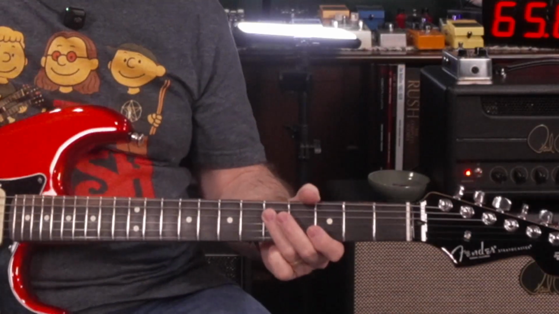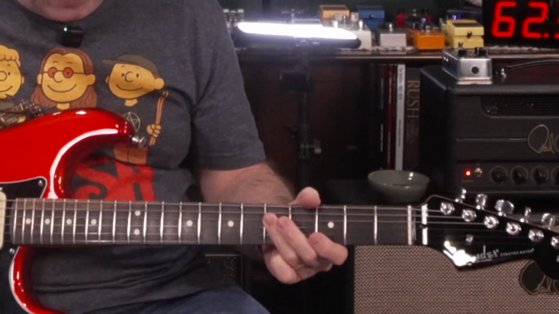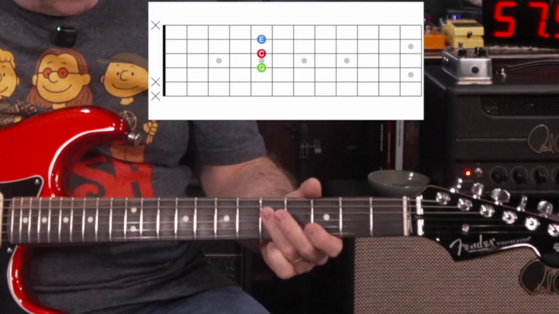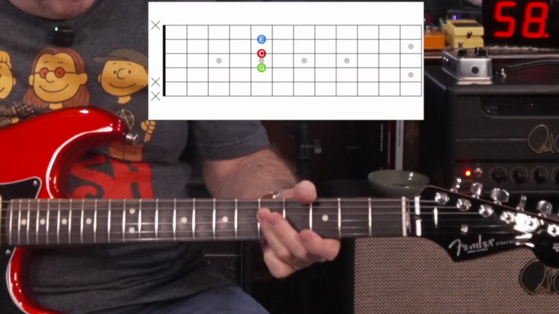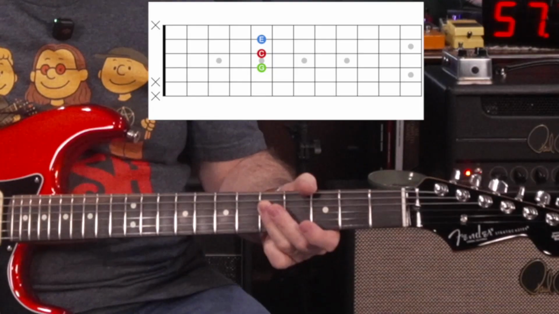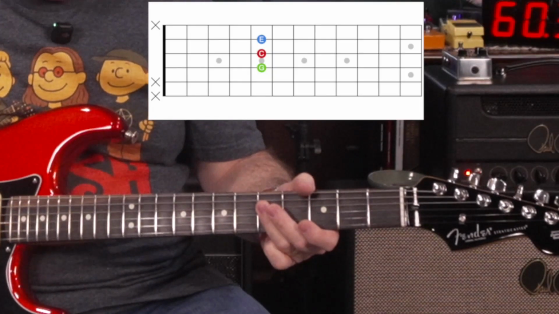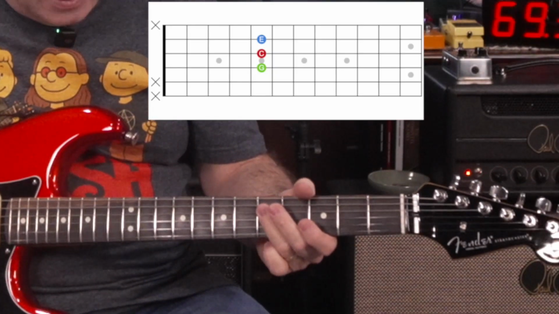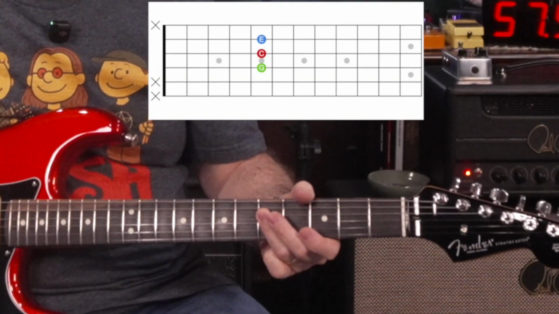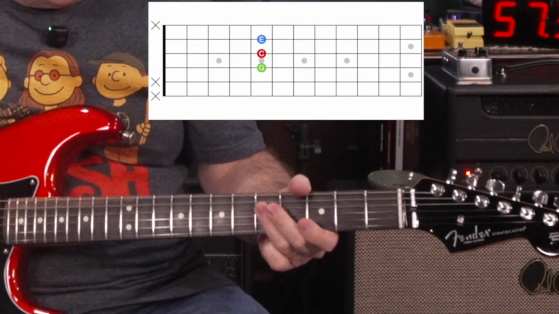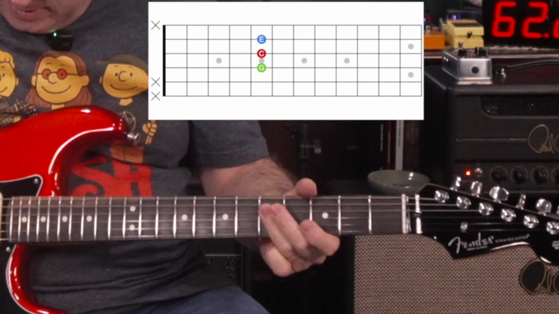So, at any rate, back to how this chord works out. The C is here on the 5th fret of the G string, and then going up 1 string to the B string, that's our E, that's our 3rd. And then going down to the 5th fret of the D string, that's going to be our G, which is our 5th, okay?